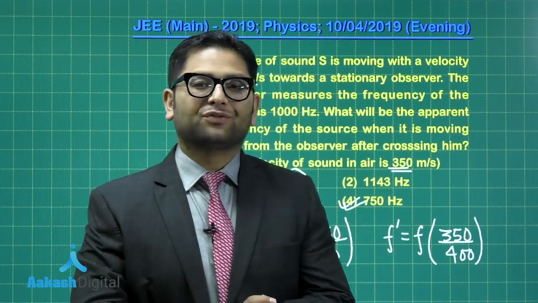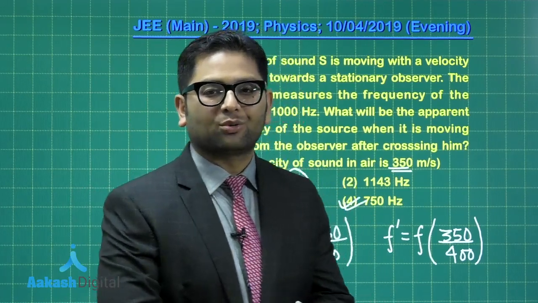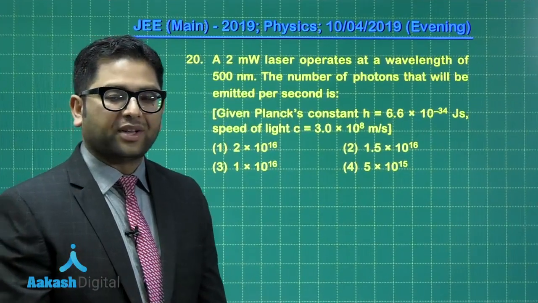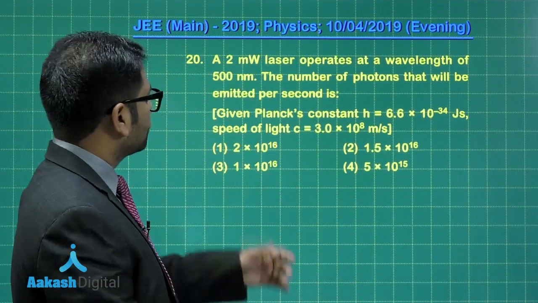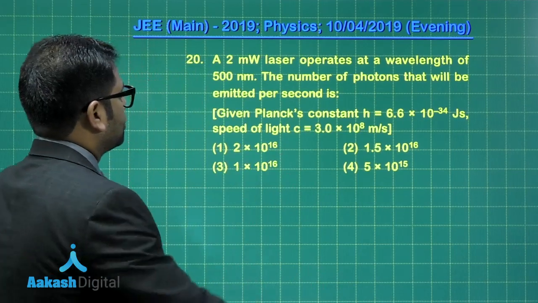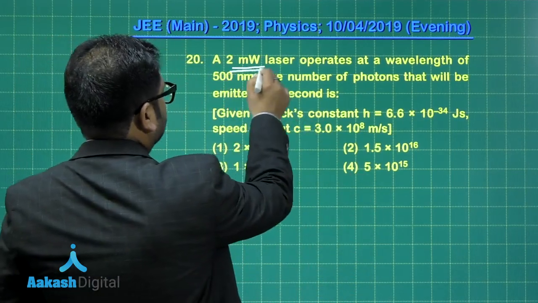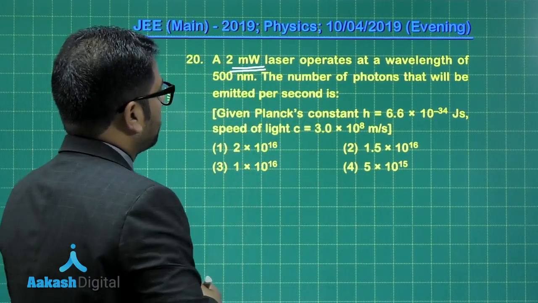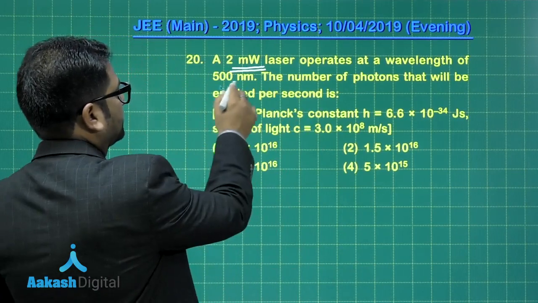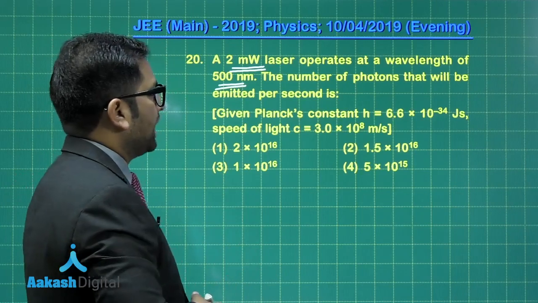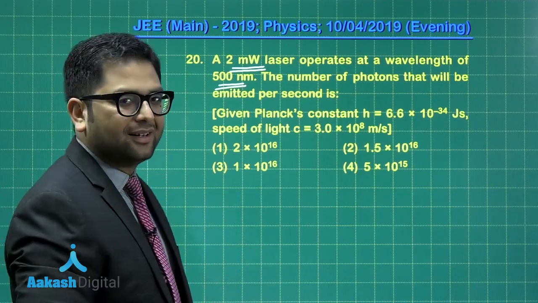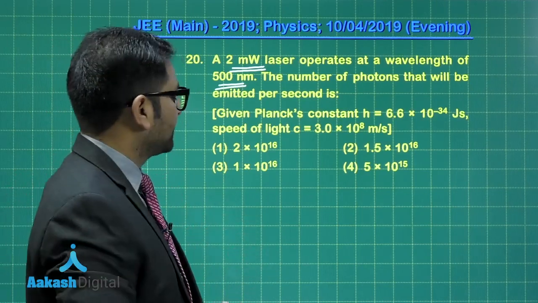Now it's time we move to the next question, the 20th question. Modern physics again, and this is the second occurrence from the topic photoelectric effect. A 2 milliwatt laser is there, that's the power, operating at a wavelength. This is also given. We need to calculate the number of photons emitted per second. You can't have a better gift than this, right?